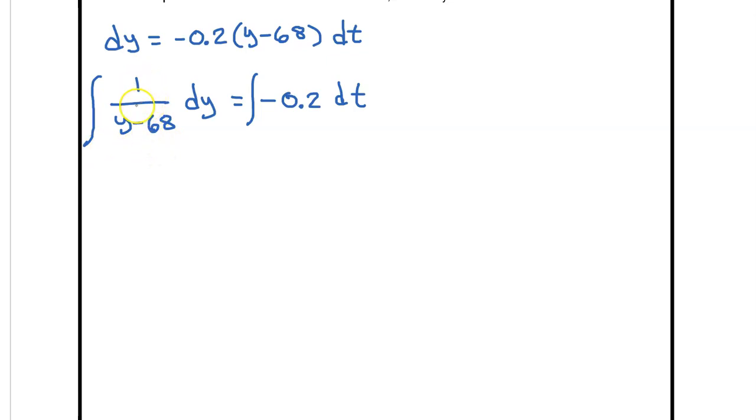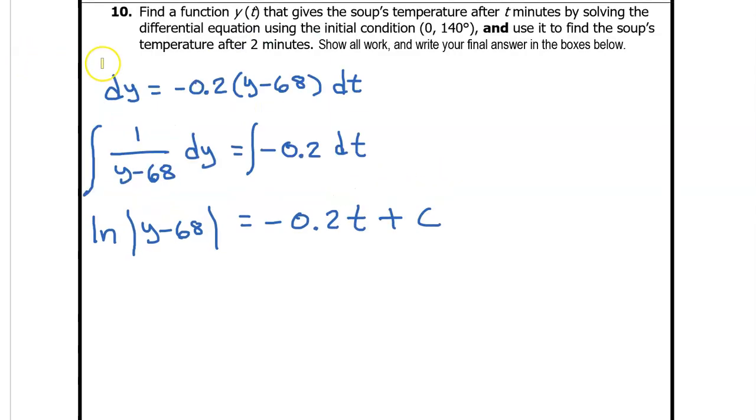The antiderivative of 1 over u is natural log of the absolute value of u plus c, which we will save for the other side. So we can go straight to this without actually showing the u substitution. Meanwhile, on the right-hand side, the antiderivative of negative 0.2 is negative 0.2t. And there's your plus c. Speaking of plus c, let's use this initial condition to find the value of c.